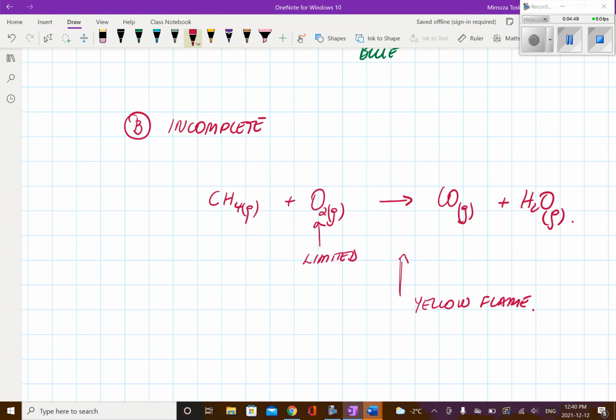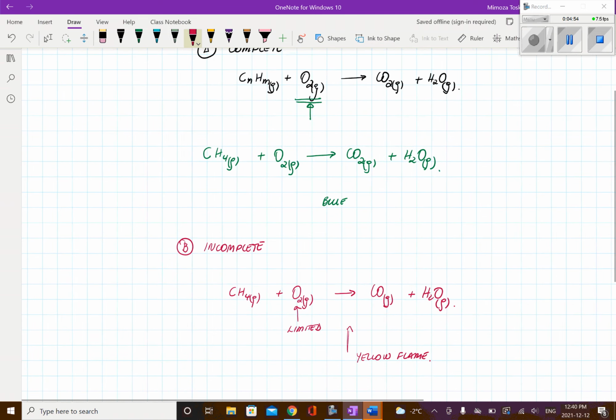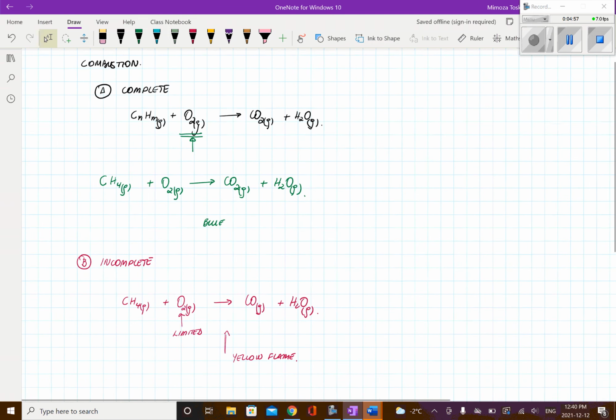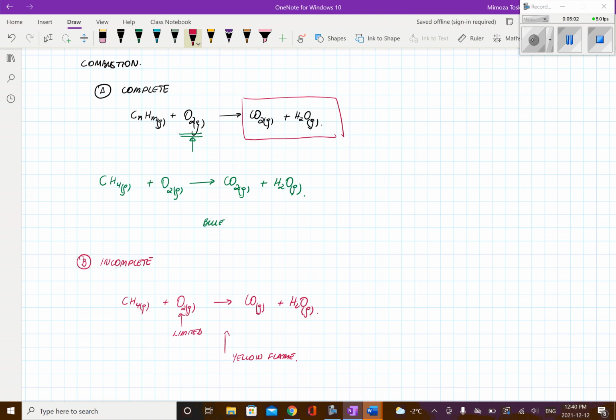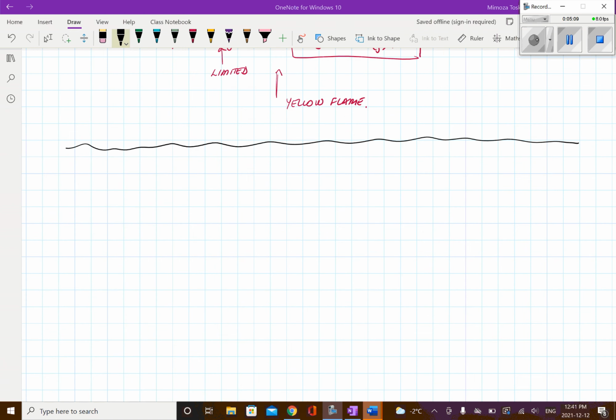Okay, so the first type of reaction is the combustion reaction, which can be of two types, and the products are always carbon dioxide and water, or carbon monoxide and water. Now we'll move to addition. The addition reaction happens with alkenes and alkynes.